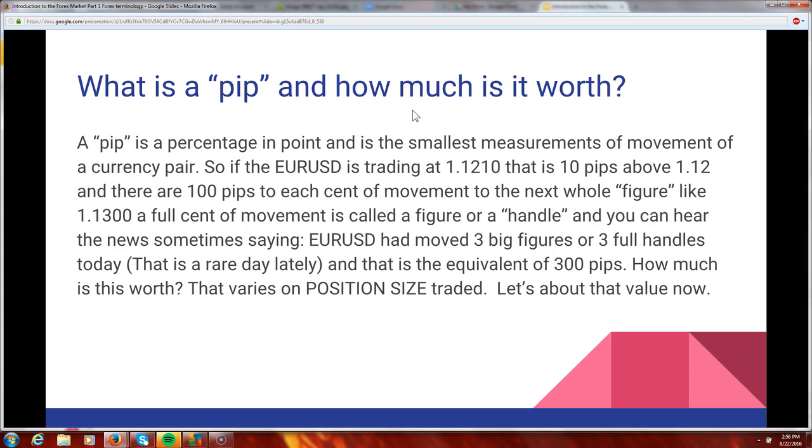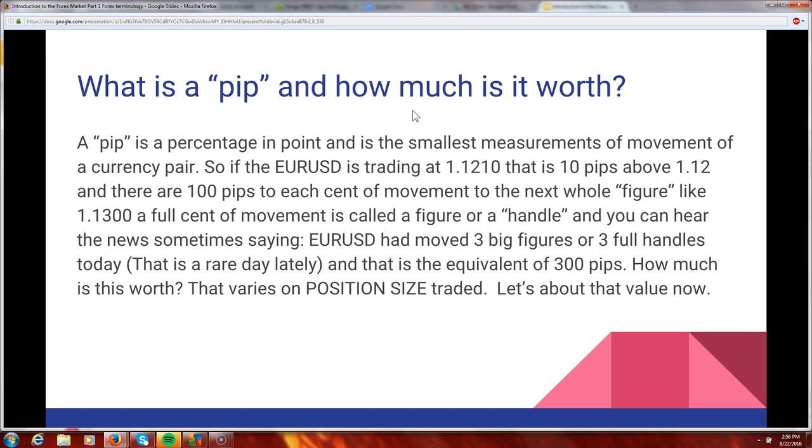And sometimes you can even hear the news guy, if there's some really amazing day, say the euro dollar has moved 3 full figures or 3 full handles. They'll say the euro's moved 3 big figures today. It's a pretty rare day lately, but a long time ago it didn't used to be so rare. But that is the equivalent of a 300 pip move.